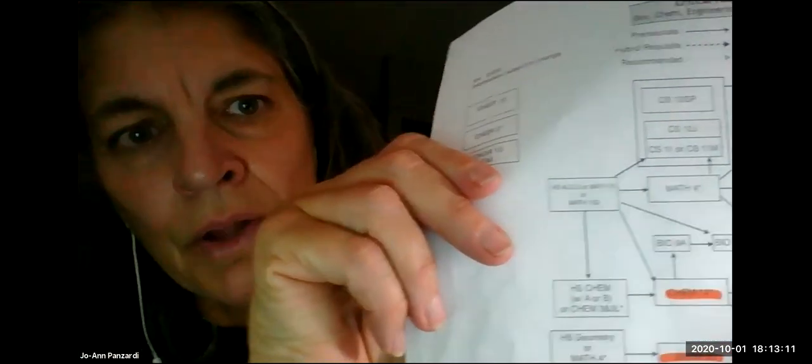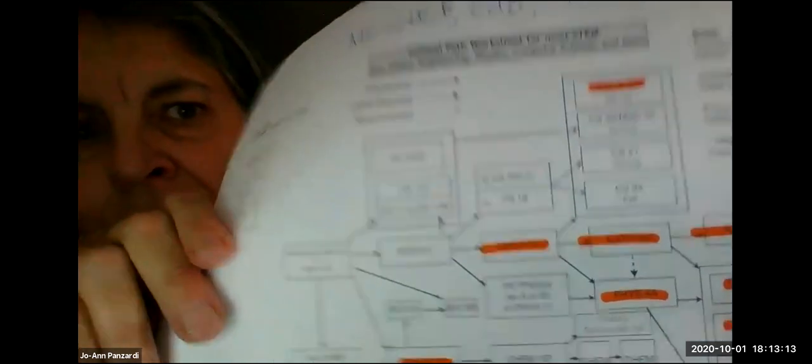So depending on your major, you're going to do this table, and then you could highlight all the things you need on this flow chart, and then you could start making your schedule. So I'm going to do the breakout rooms now.